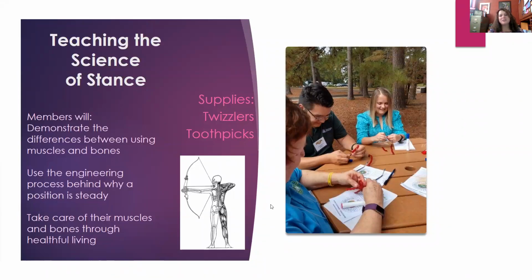And so they get to choose a stance that they would like to use and then build a human out of Twizzlers and toothpicks. The toothpicks are for the bones and the Twizzlers are for the muscles. See if they can make that into something that will actually hold weight and bear weight.